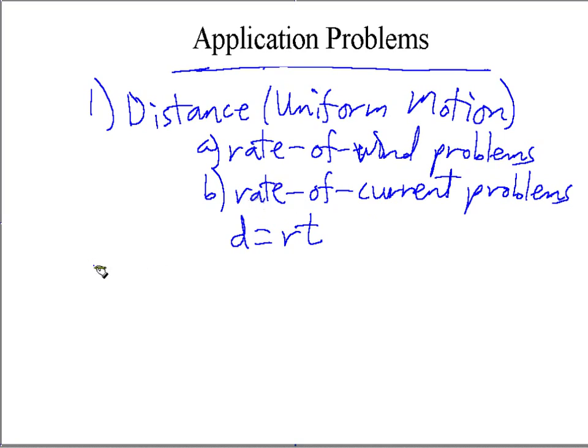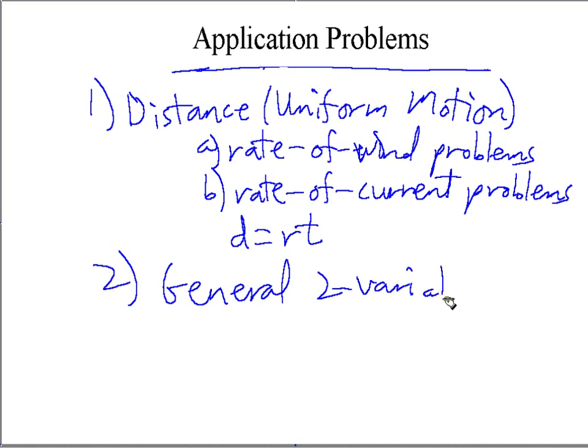The second type of problem we'll deal with is more challenging. Let me call these the general two-variable problems. These problems involve two variables, namely x and y. We get two equations with two variables, and then we can solve them by either the substitution method or the addition method, which is what we'll use in this section. Without further ado, let's look at the first type.